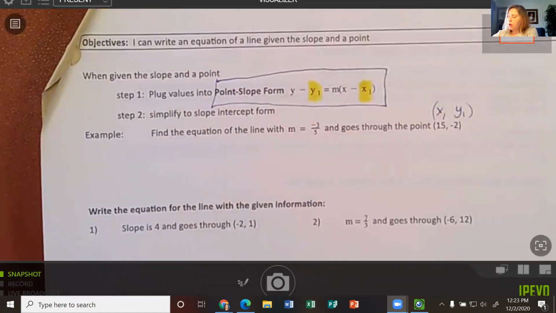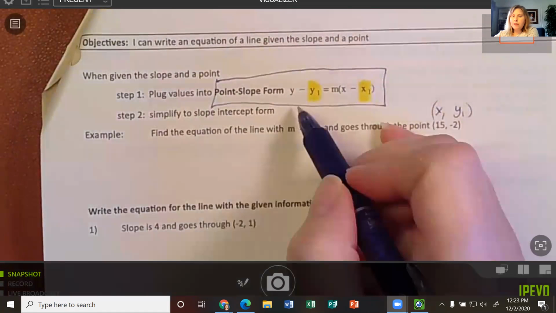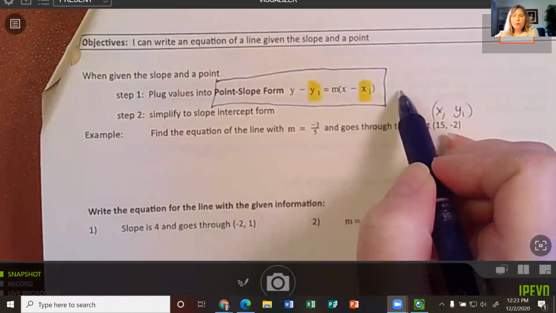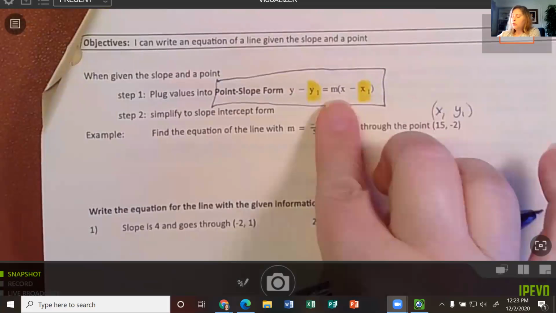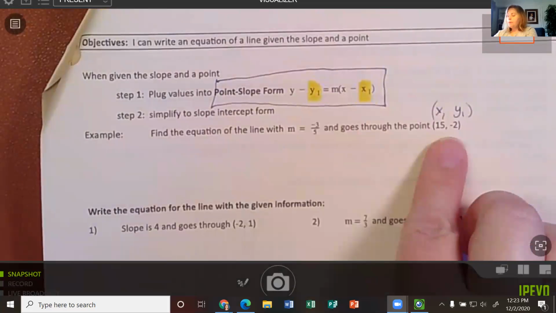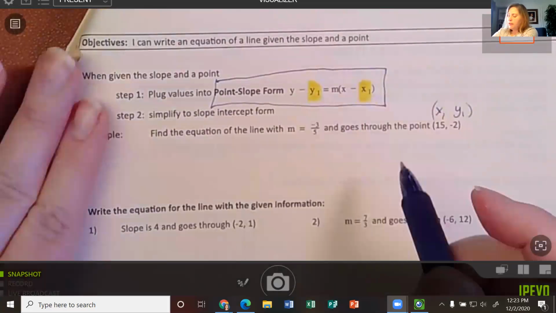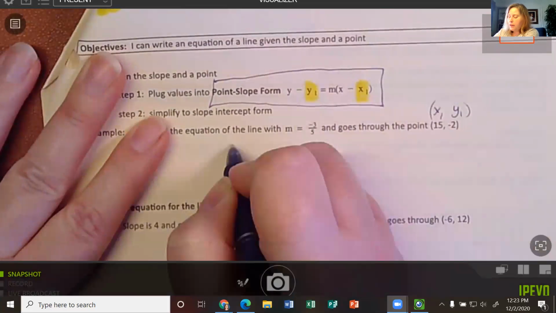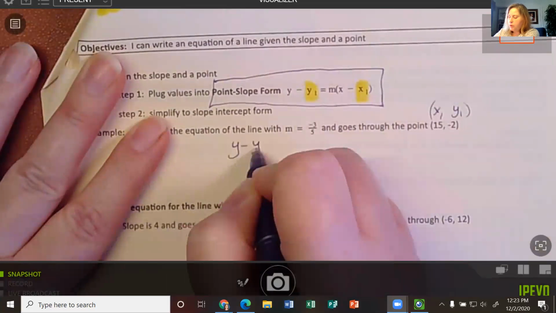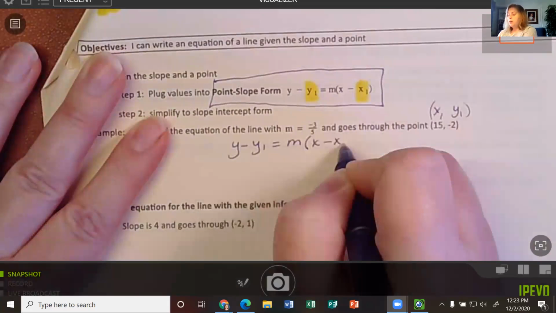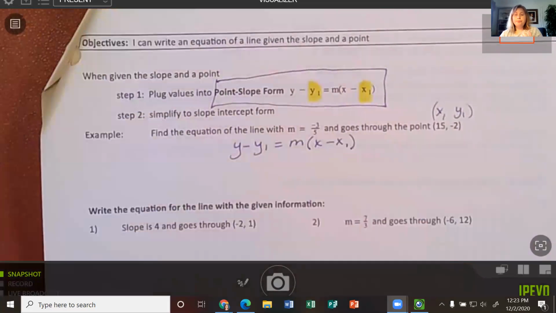So all we're doing is similar to y equals mx plus b. But instead of our point being the y-intercept and knowing what our y-intercept is, this form of a line is useful whenever we have a different point that's not the y-intercept. All right, so we would just plug in those points into our point slope form. So here's point slope form. Y minus y sub 1 equals m times the quantity x minus x sub 1. So that's point slope form.